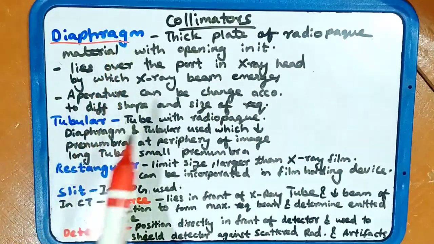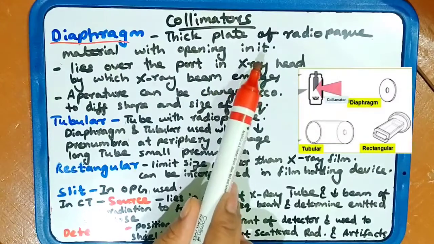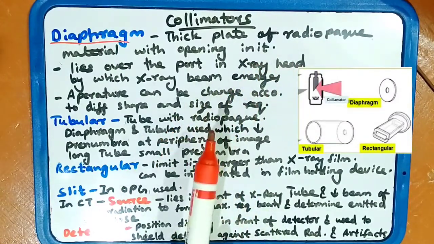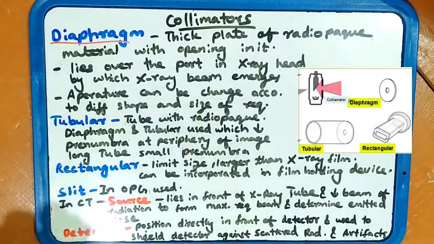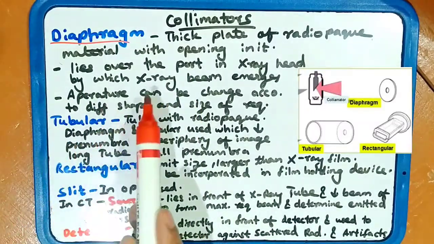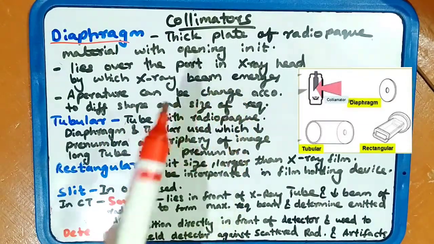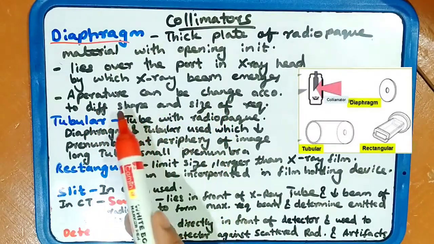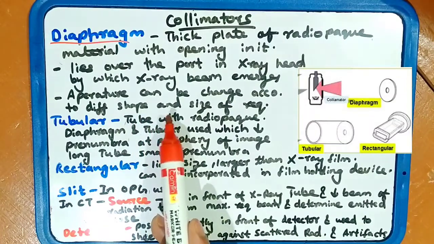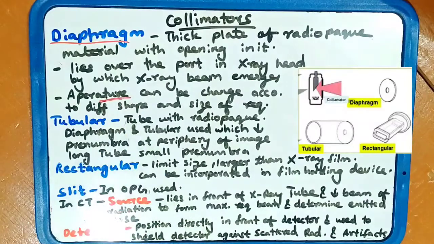Diaphragm radiograph. It is a thick plate of radio-opaque material with an opening in it. It lies over the port in the X-ray head, the port of the X-ray head by which the X-ray beam emerges. From where the X-ray beam is emerging, it is present there. The aperture can be changed according to different shape and size as required. We can change the aperture for the shape and size of the image.